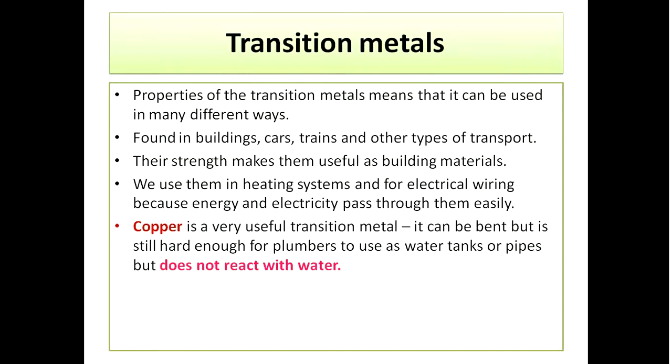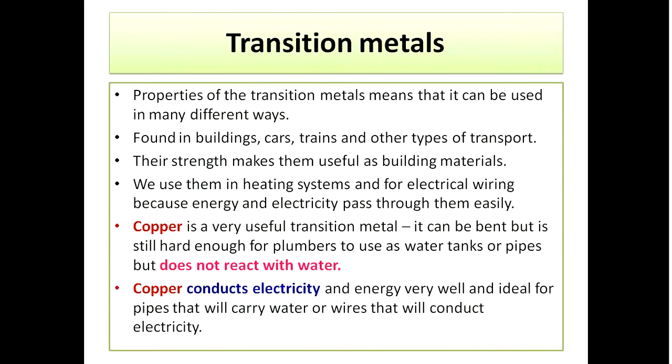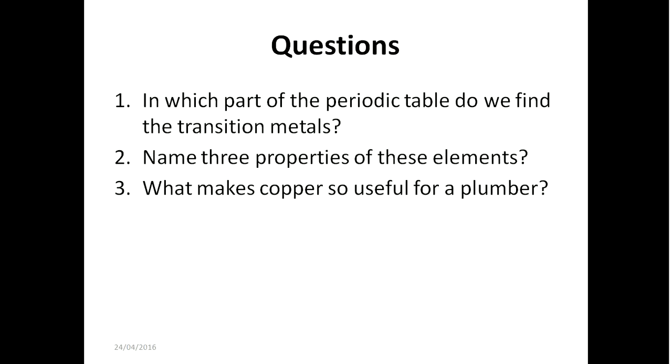Copper is a very useful transition metal. It can be bent, but it's still hard enough for plumbers to use as water tanks or pipes because it does not react with water. Copper conducts electricity and energy very well and is ideal for pipes that will carry water or wires that will conduct electricity.